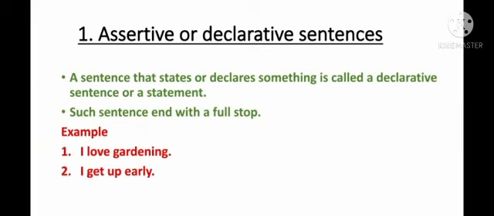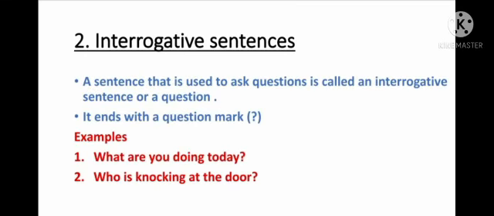First, assertive. A sentence that states or declares something is called a declarative sentence or a statement. Such sentences end with a full stop. For example, I love gardening. I get up early. These are assertive. And now interrogative. A sentence that is used to ask questions is called an interrogative sentence or a question. It ends with a question mark.